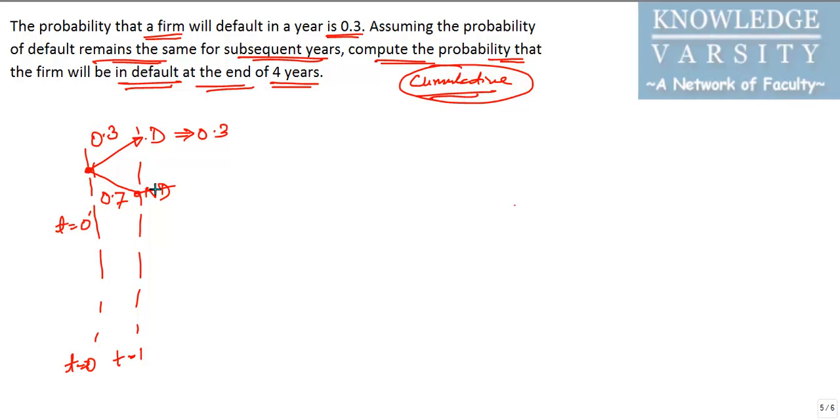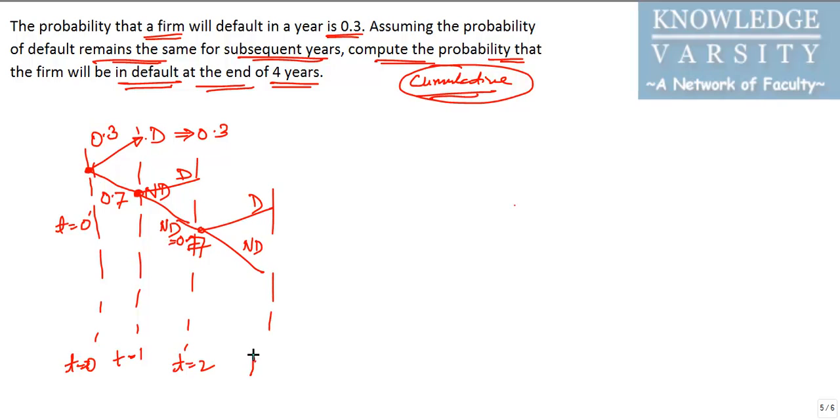Now again one year passes, let's say this is t equal to 2, and the company in this second year can be in default or not default. Again you know that default is 0.3 and not default is 0.7. In the third year the firm faces the same situation, either it can default or not default, and the same situation you see in the fourth year, default or not default. So this is the condition.